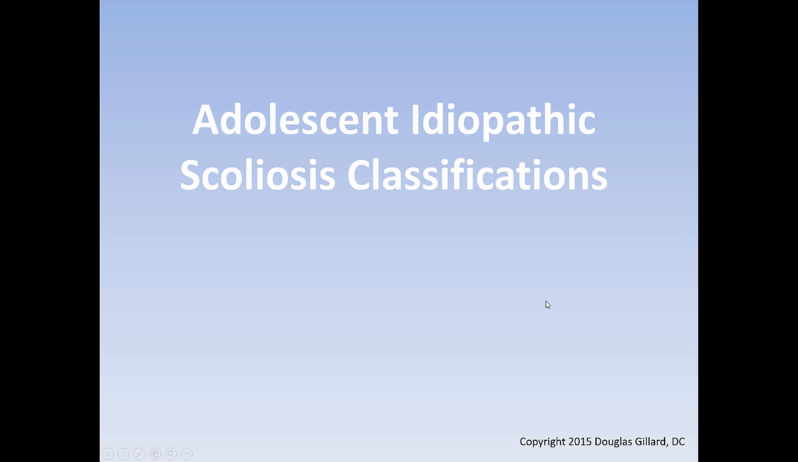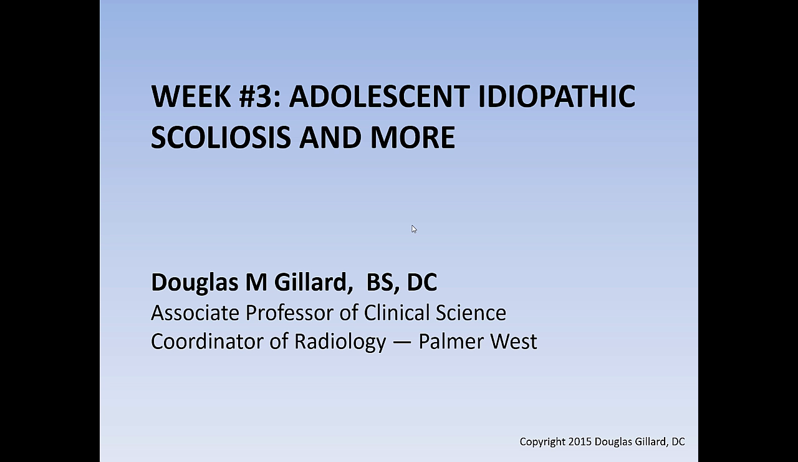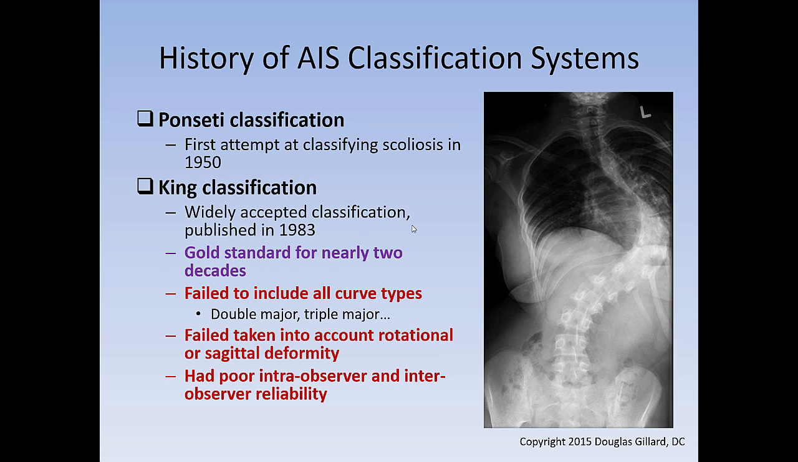So here's a PowerPoint. You should have this in your notes, I think, somewhere. But here it is. So adolescent idiopathic scoliosis classifications. The first one was Ponseti. We don't need to worry about that. For many, many years, the king was the king. For nearly 2 decades, the research was full of King classifications.